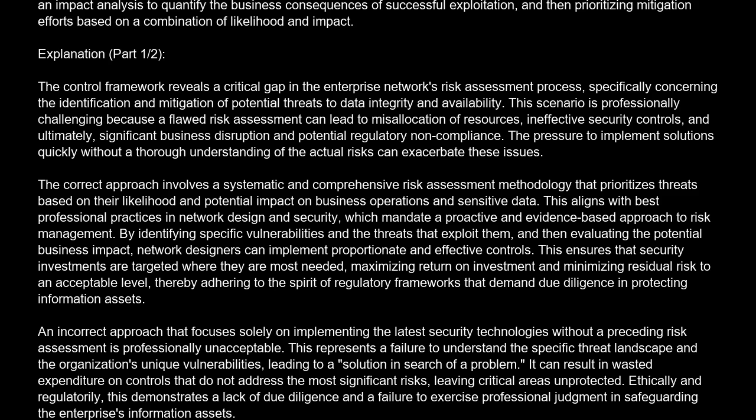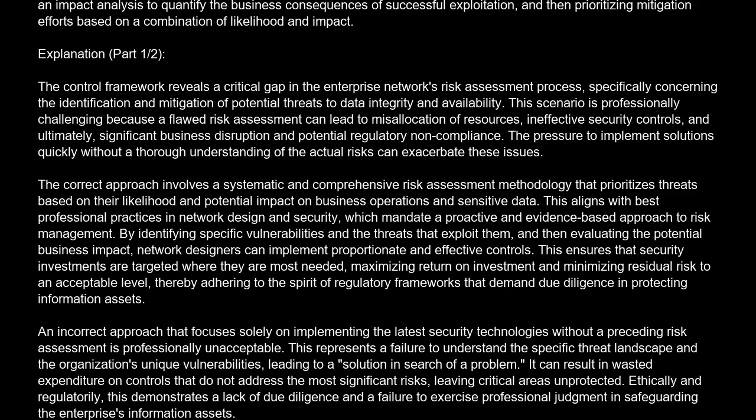Explanation. The control framework reveals a critical gap in the enterprise network's risk assessment process, specifically concerning the identification and mitigation of potential threats to data integrity and availability. This scenario is professionally challenging because a flawed risk assessment can lead to misallocation of resources, ineffective security controls, and ultimately, significant business disruption and potential regulatory noncompliance. The pressure to implement solutions quickly without a thorough understanding of the actual risks can exacerbate these issues.